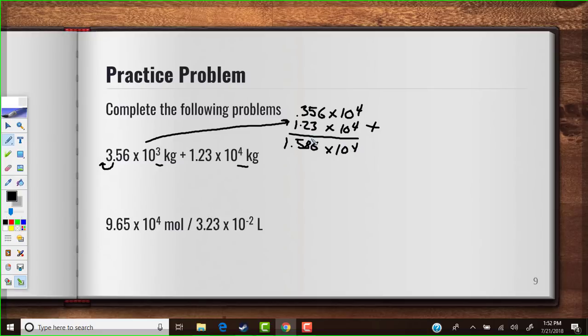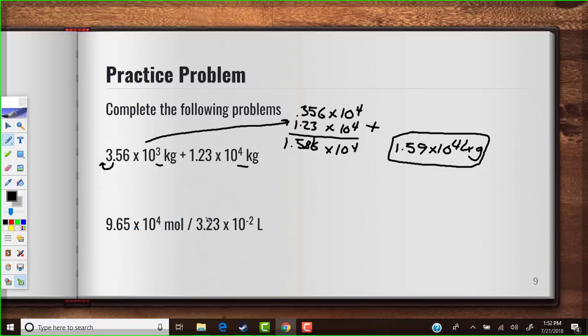Now remember, we have to do correct significant figures here. I have 3 numbers beyond the decimal point and 2 numbers beyond the decimal point. So my answer should be 2 numbers beyond the decimal point. So I round up, and it's going to be 1.59 times 10 to the 4th. And my unit is kilograms. And there's my answer: 1.59 times 10 to the 4th kilograms. Simple enough. Let's go to the next one.